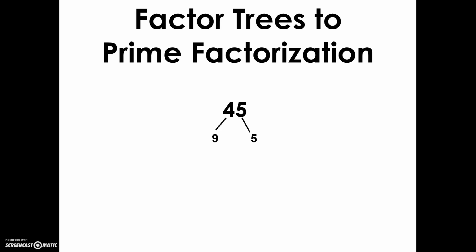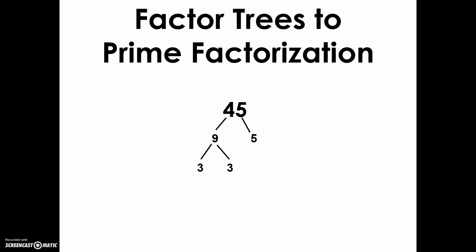Which one of those still has factors? 5 is a prime number, so I don't have to break that down anymore. 9 can be broken down into 3 times 3. So there, I now have my prime factors of 3, 3, and 5. If I look at the end of my little branches that I made, those are the 3 numbers that I have.